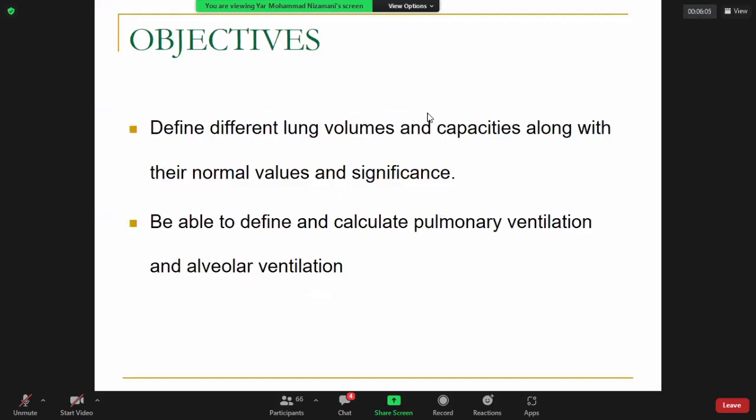Okay, bacha. The second thing is you should be able to define and calculate minute or pulmonary ventilation and alveolar ventilation. So basically, these are the two main objectives of today's lecture. One, you should be able to define lung volumes and capacities along with their normal values and significance. Two, you must be able to define and calculate pulmonary ventilation and alveolar ventilation.